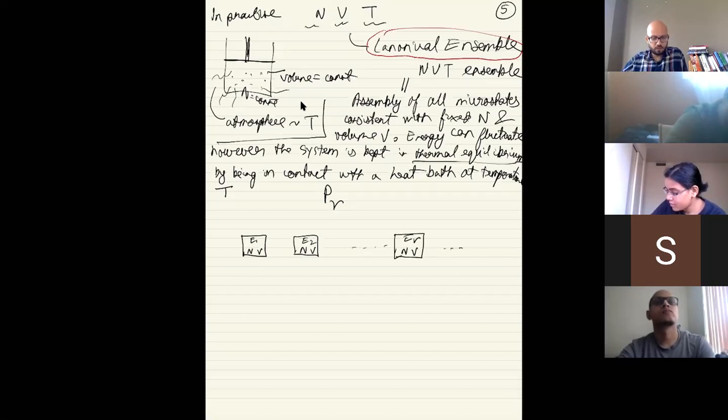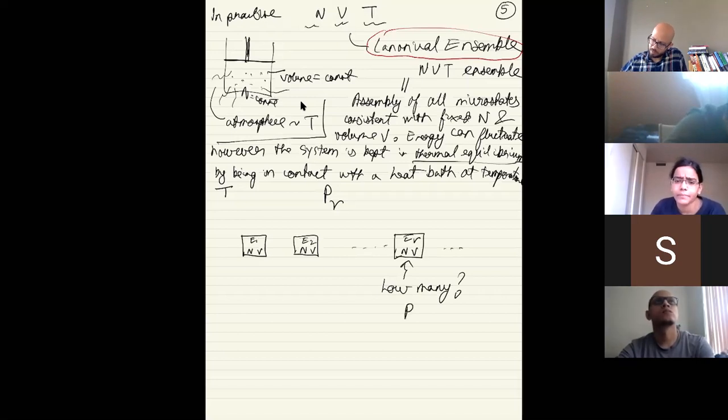So the question is, how many copies would have energy equal to E_n? That's the question we are trying to answer. The answer I will give you in advance. You have all seen it in PChem, but if you haven't taken StatMech, you probably haven't derived it, or derived it in an ad hoc manner.